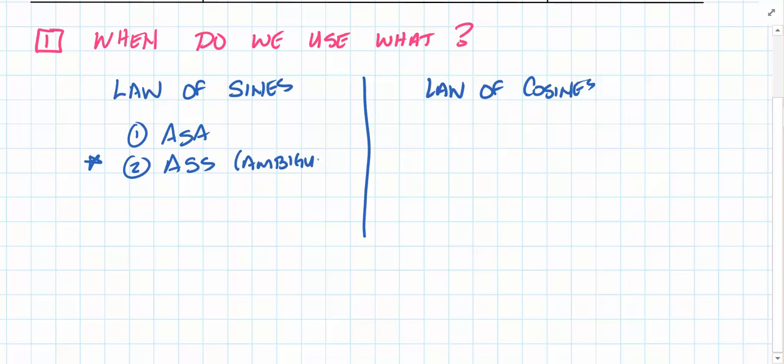Side, angle, side? Nope, not side, angle, side. What is it? Angle, side, angle. Angle, side, side. Angle, angle, side. Okay, there you go. So we use these ones for when we have the law of sines.